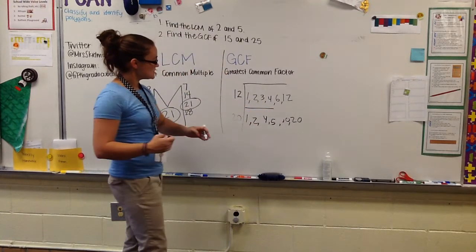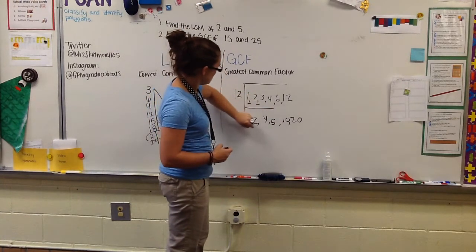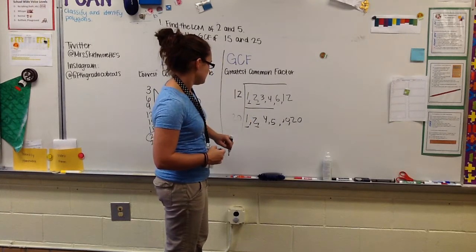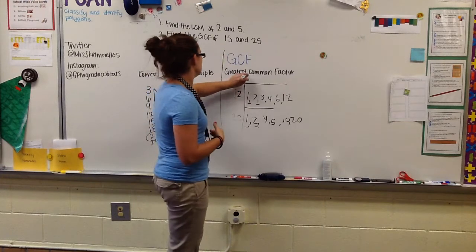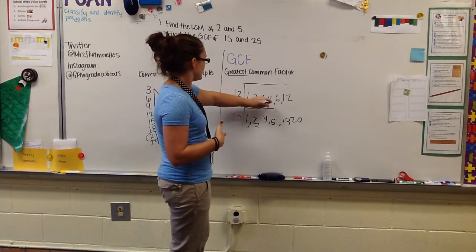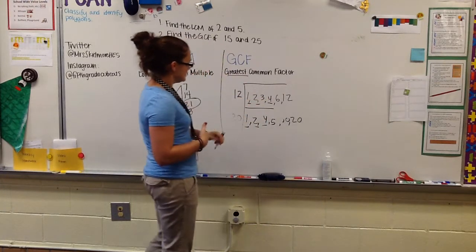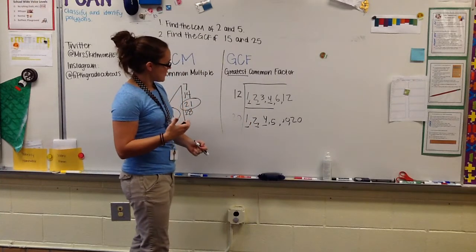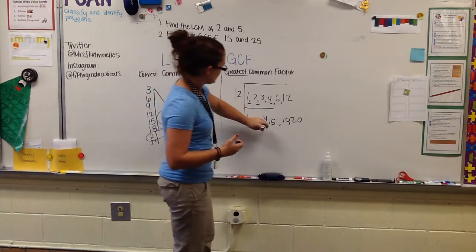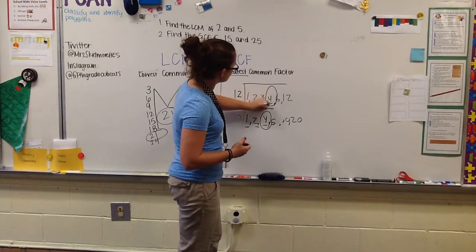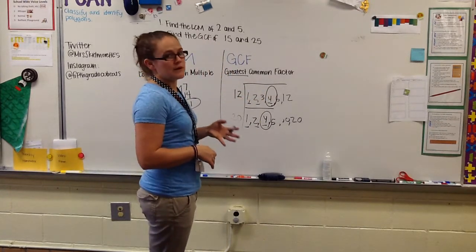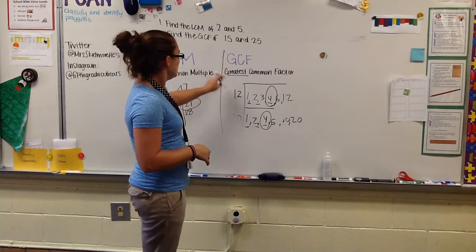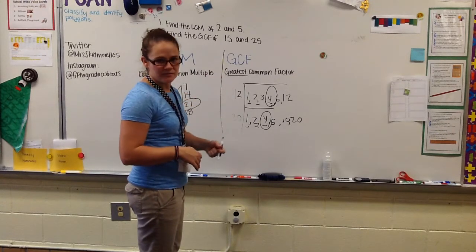So now you may notice that we've got a lot that are common, okay? But we're looking for our greatest common factor. So that means our biggest number that they have in common. So I went ahead and underlined the ones that they have in common. And the largest number they have in common is 4. So 4 would be my greatest common factor of 12 and 20, okay?